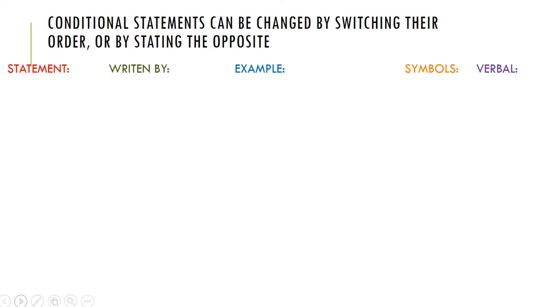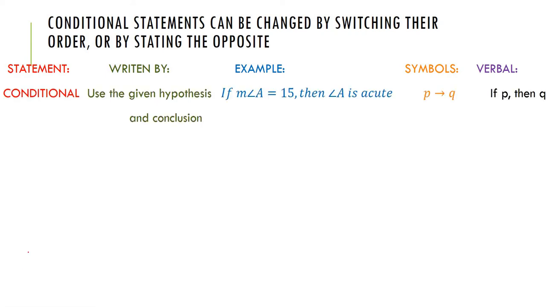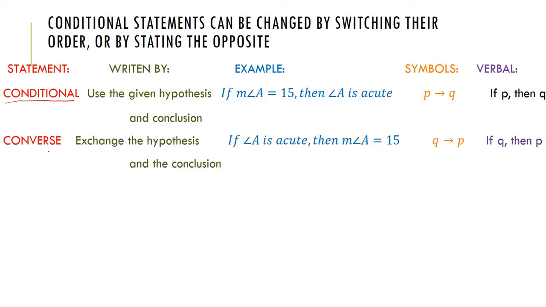Give yourself plenty of room across the page. So the first example, the statement is our original conditional statement. We use the given hypothesis and the conclusion. Our example here is if measure of angle A equals 15, then angle A is acute. It's if P then Q, and written verbally as if P then Q. The first way we're going to change this up is to write the converse. You need to be pausing the video and writing this all down.